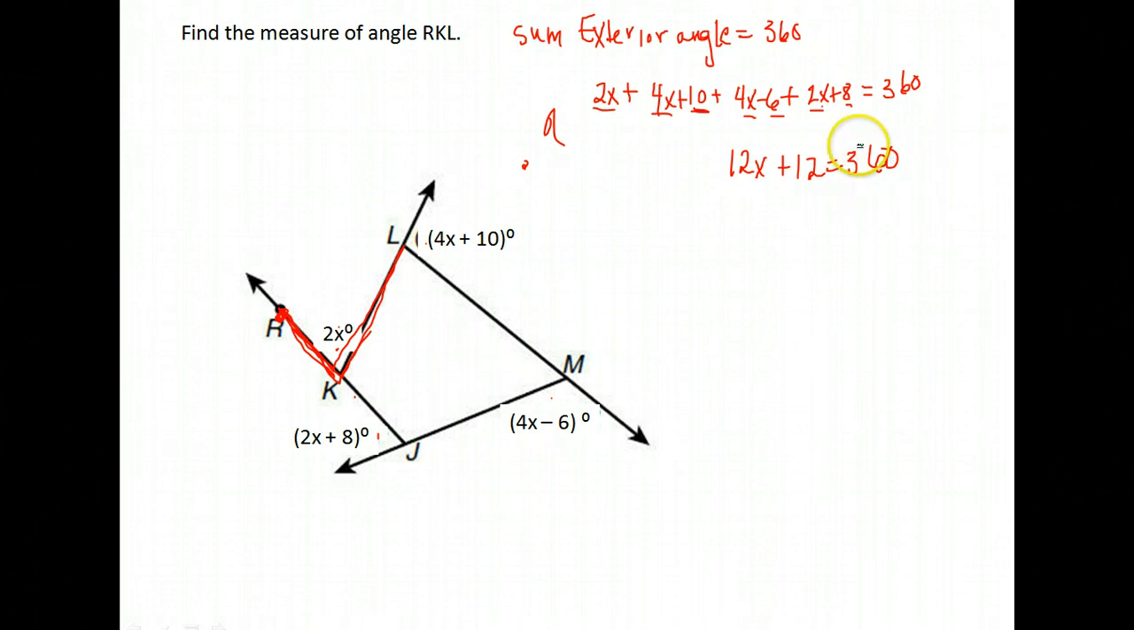Okay, and again, the 360 we got because the sum of the exterior angles of any polygon is always 360. Let's go from there. We want to solve for x. So I have a plus 12. I'm going to subtract 12 from both sides. We take 360 minus 12 is 348.